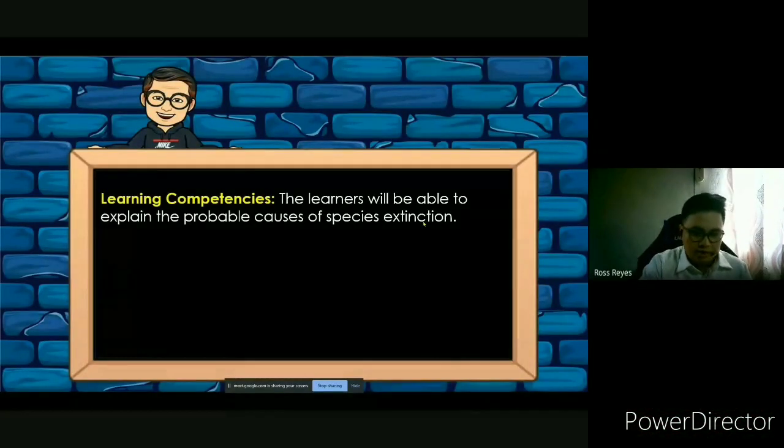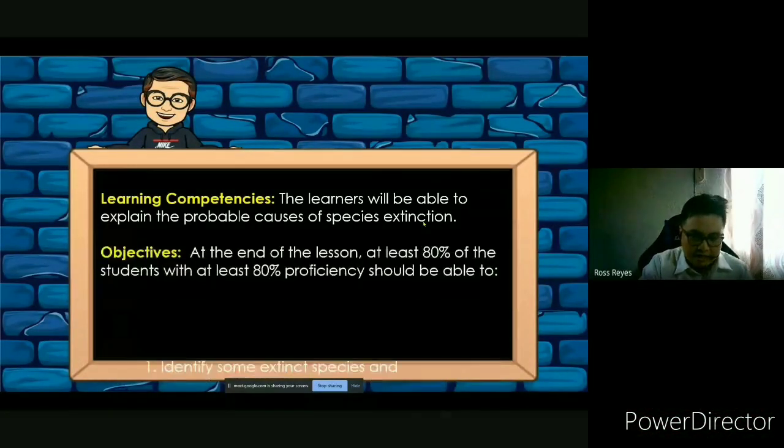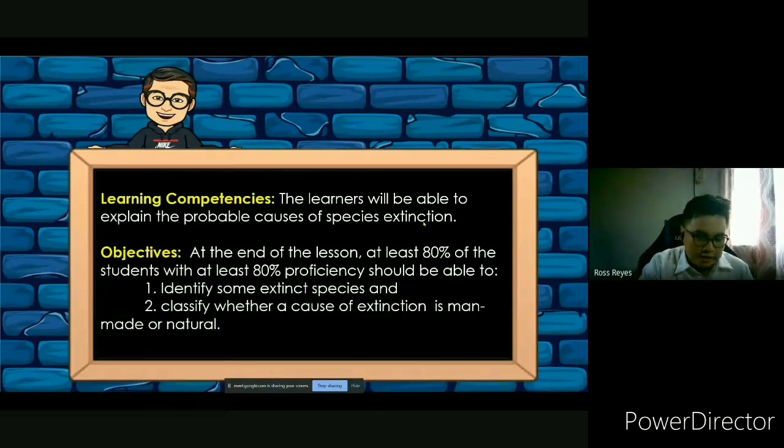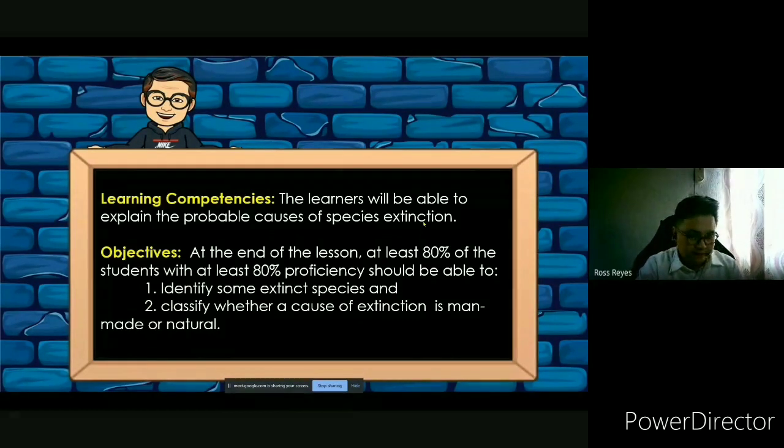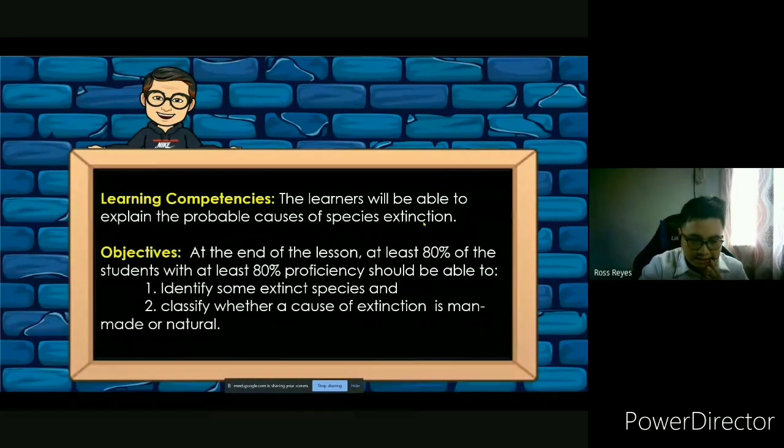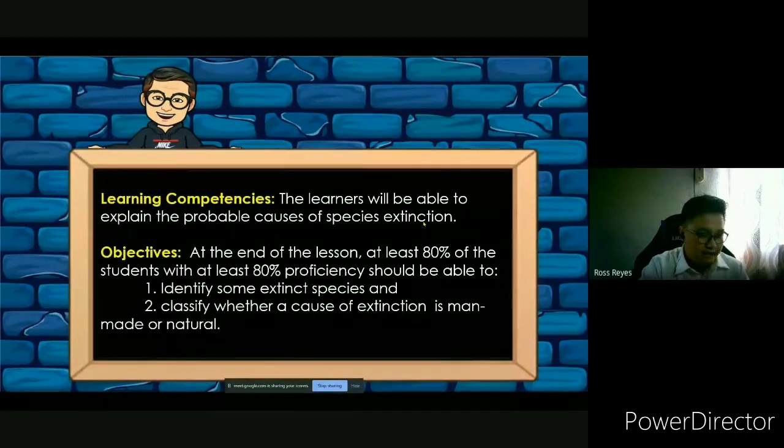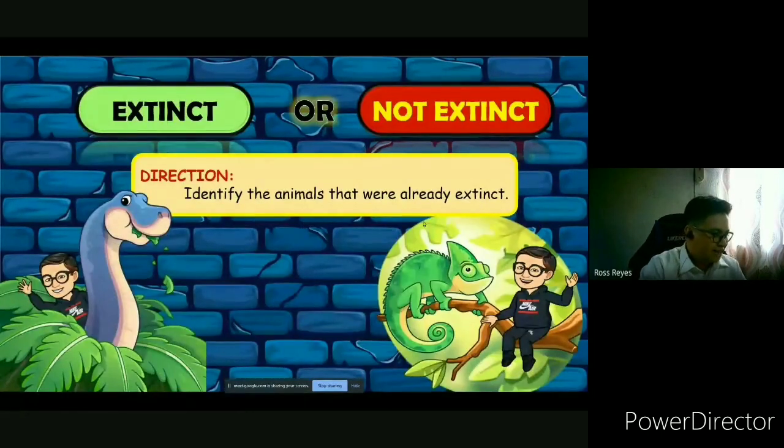Following are the things that you will learn today. You will be able to explain the probable causes of species extinction. And at the end of the lesson, 80% of you with 80% proficiency will be able to first identify some extinct species and classify whether a cause of extinction is man-made or natural. Let's start with the first activity.